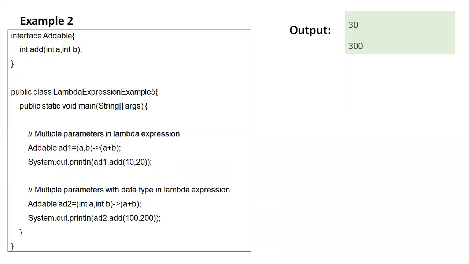System.out.println(ad1.add(10,20)); both values can be added. In another example, Addable ad2 equals (int a, int b) arrow a plus b, then System.out.println(ad2.add(100,200)). We are adding the values 100 and 200. The output is 30 and 300. Thank you.